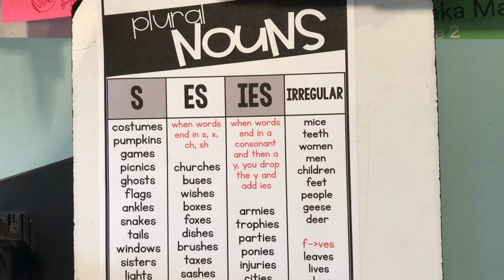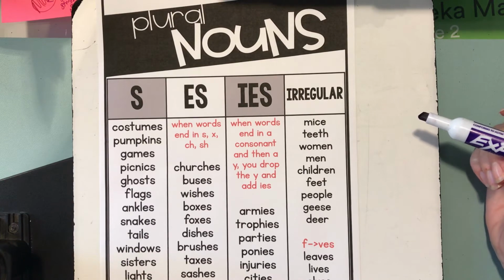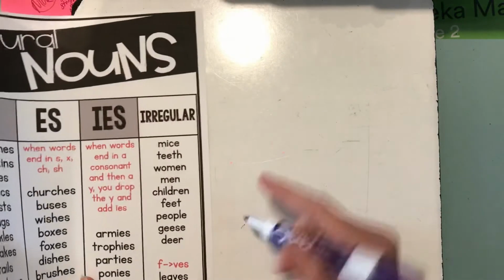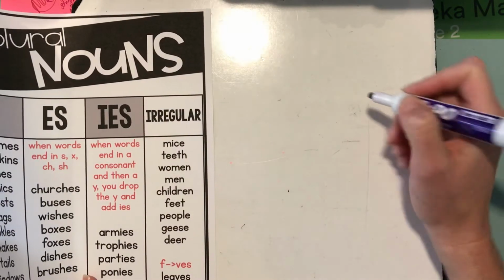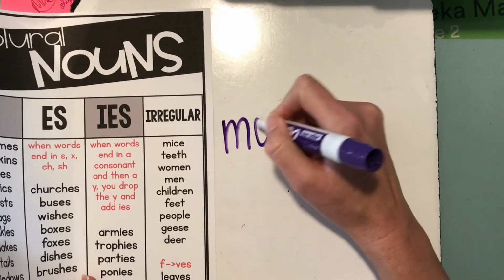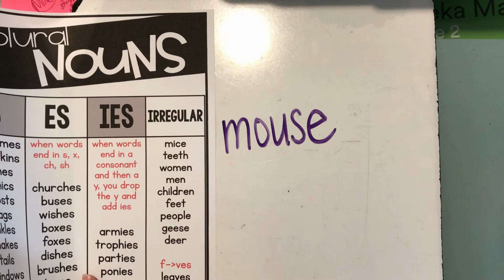Irregular, this is probably one of the harder ones to remember, and that's okay. This, with time, you will get. So irregular words are words that actually become plural, but sometimes we don't have an S at the end, but they become plural. So the first one's mice. Before it became plural, because the plural is mice, it was mouse, right? It was mouse.